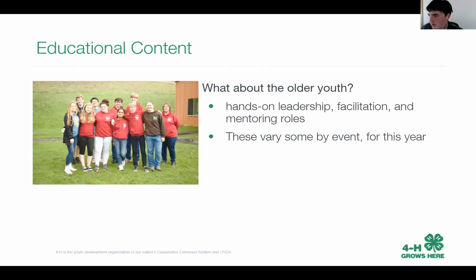The older youth serve as hands-on leadership, maybe their first outside of the state, as I mentioned before. They do focus on facilitation. At the moment, we're going to be defining different roles down the road of what a facilitator may look like. Not all youth summits have facilitators.